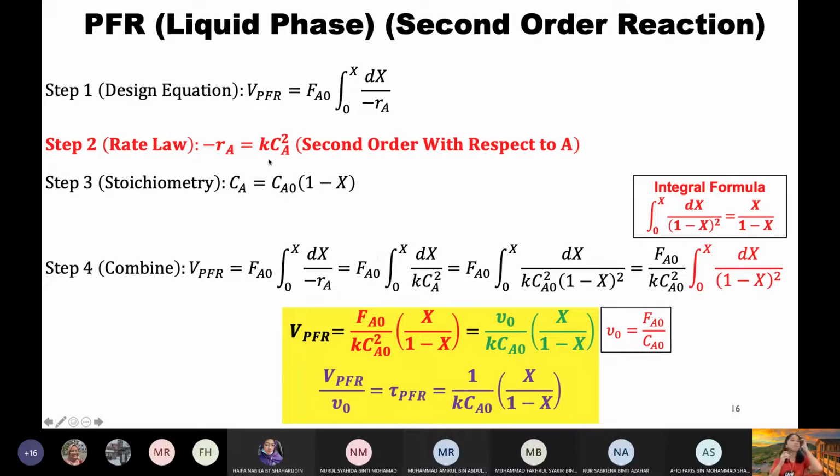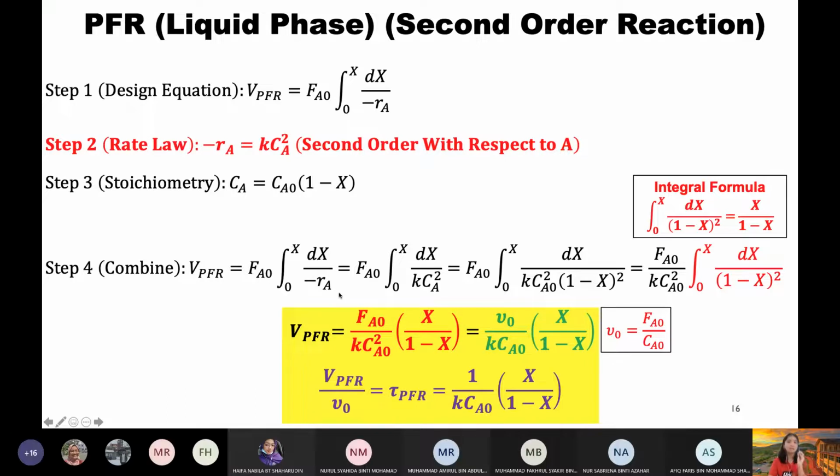Minus RA itu sama dengan KCA power of 2. So, you just remember tukar rate law, tukar equation. Tukar reactor, tukar equation. Tukar fasa, tukar equation. Okay, so now let us do for second order reaction. Okay, apa beza dia pula? Okay, so desired equation masih sama. The starting point is still the same sebab reactor masih sama kan? So, volume PFR equals to FA0 integral from 0 to X dX per minus RA. Part ni masih sama. Just that, next, minus RA, I have to change.